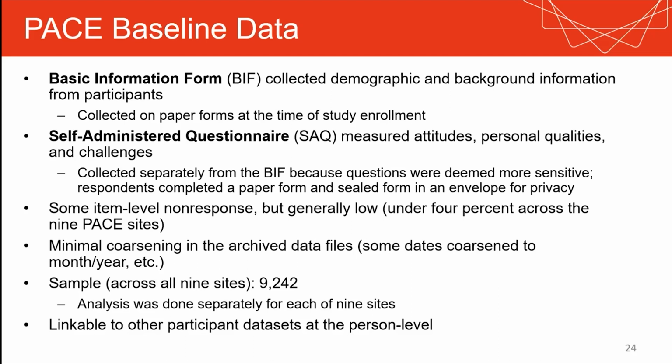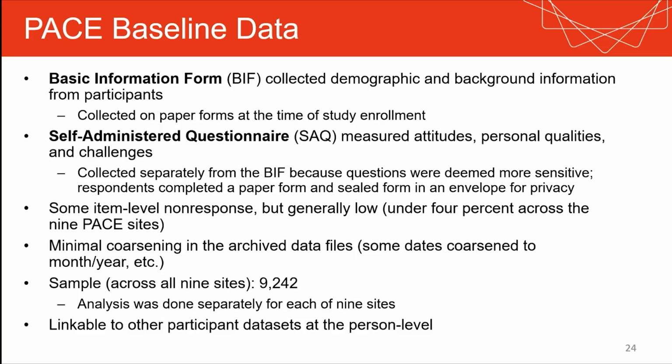The data in these files would be very useful for users as covariates in statistical models, or to define subgroups based on characteristics at baseline for looking at how program experiences or outcomes might vary across different groups. In general, there's a bit of non-response, but generally low. We implemented minimal coarsening in the archive data files. Rounded some dates from exact dates up to month and year to reduce the risk of identification.